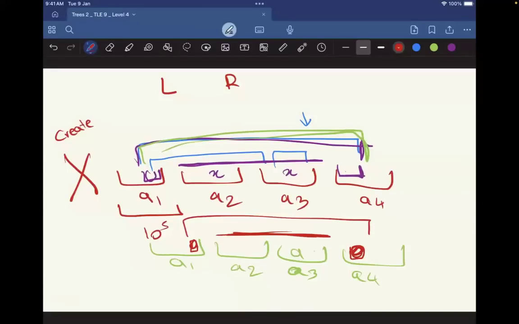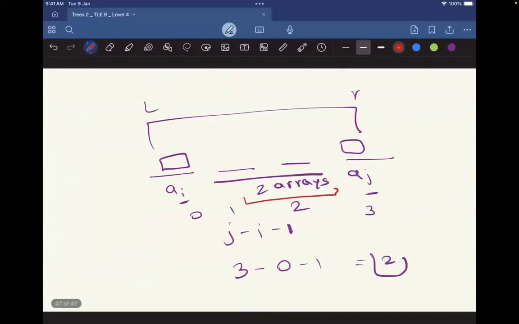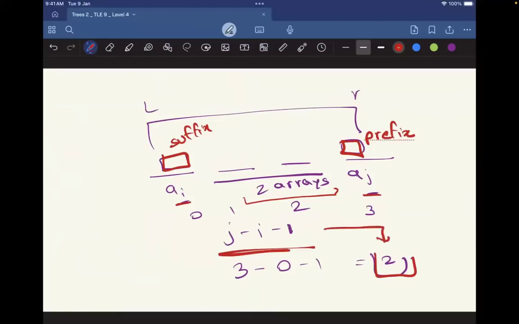Okay. So if this is AI, if this is AJ, and if I'm able to find them out, some suffix of AI would be included, some prefix of AJ would be included. And apart from that, there are J minus I minus 1 arrays that are completely included. Yes or no?